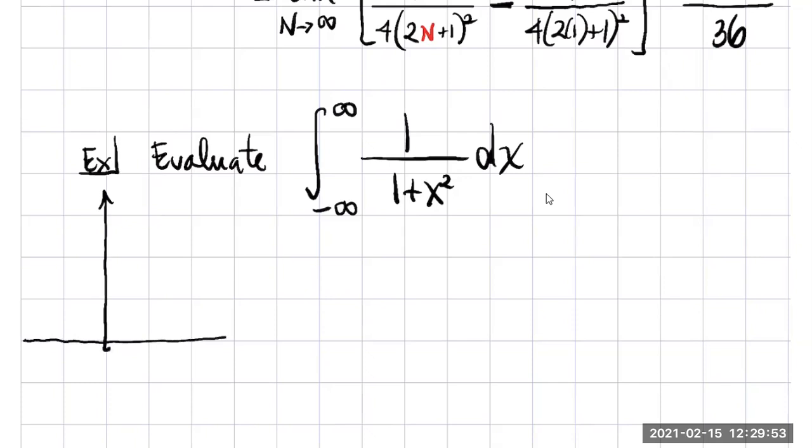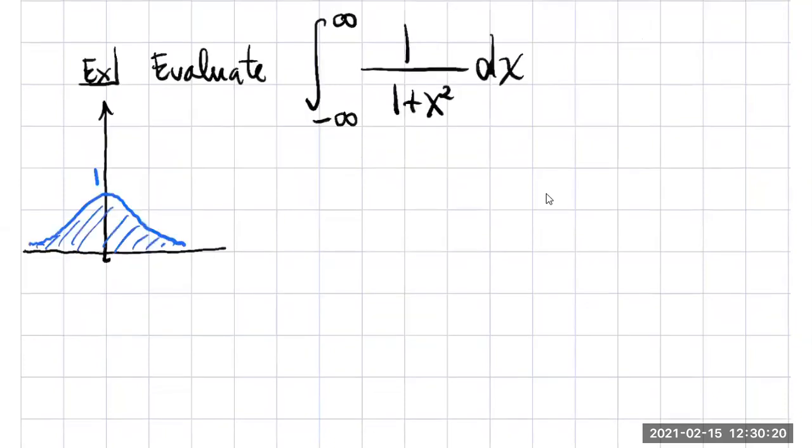Okay, 1 over 1 plus x squared. Quick sketch of the graph. So it looks to me, gang, that there's some symmetry there. I think what I'll do is choose x equals 0 for convenience, and I will split up my integral as follows.